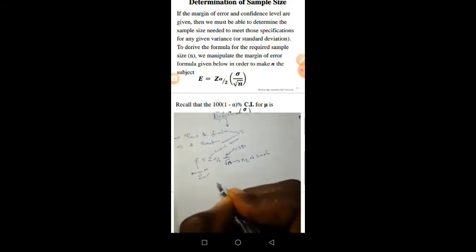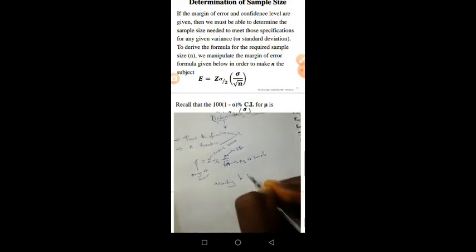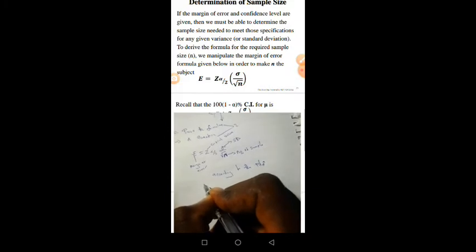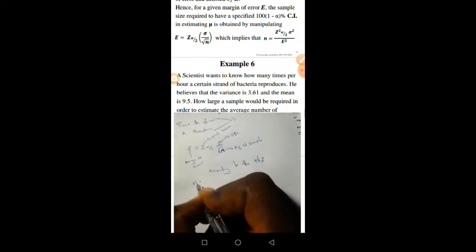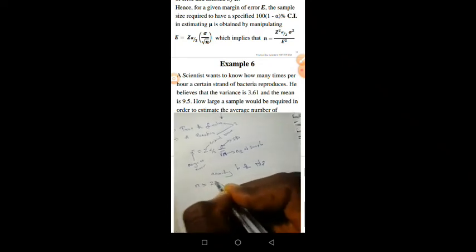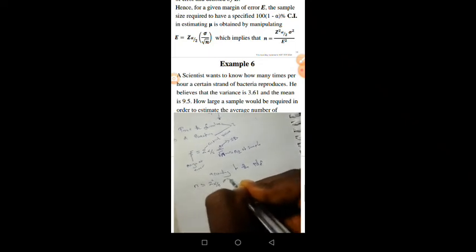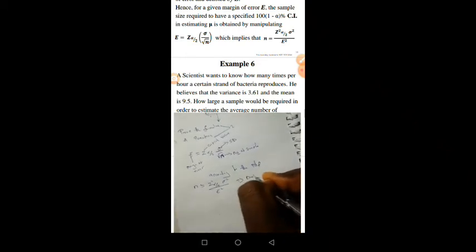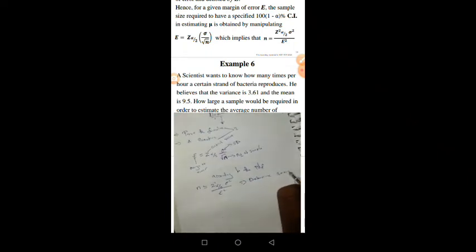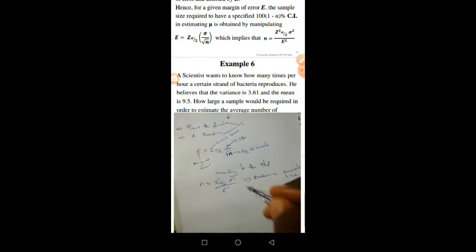Okay guys, now let's dive into how they get the formula. According to the PDF, the formula we are given for determining sample size is n, which is the sample size, equals to z squared sigma squared over e squared. This is the formula for getting sample size.